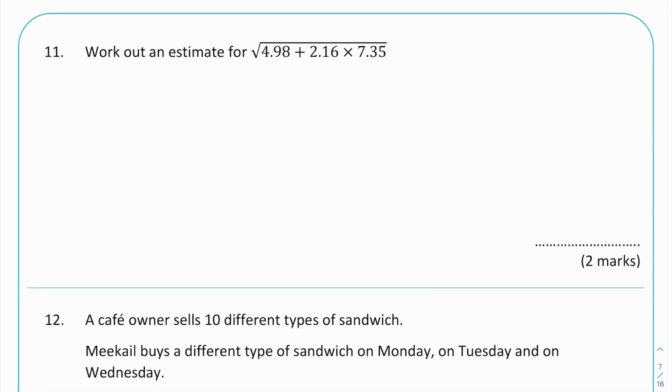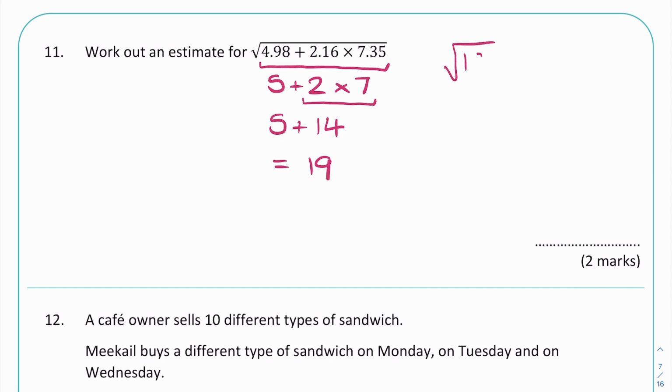Work out an estimate for the square root of 4.98 plus 2.16 times 7.35. Well, first of all, when we're estimating, we want everything to one significant figure. So let's just do this calculation inside. We've got 5 plus 2 times 7. Obviously following our order of operations, that is 5 plus 14. 5 plus 14 is equal to 19. So it wants me to estimate the square root of 19.